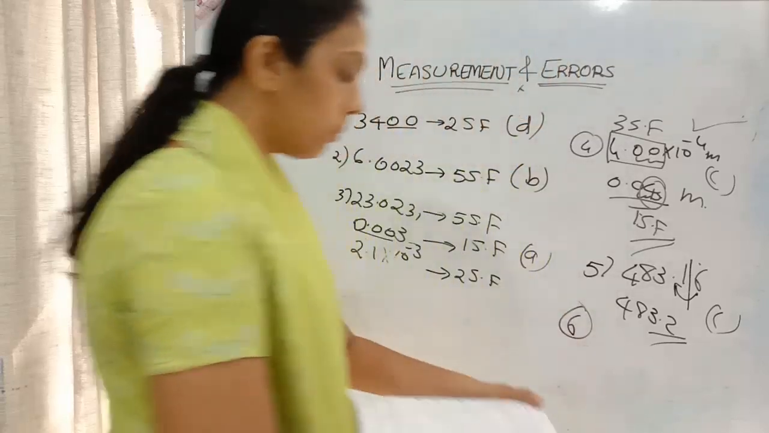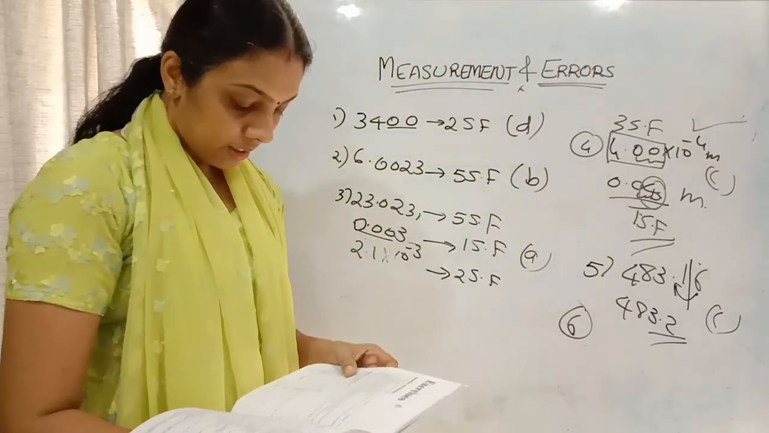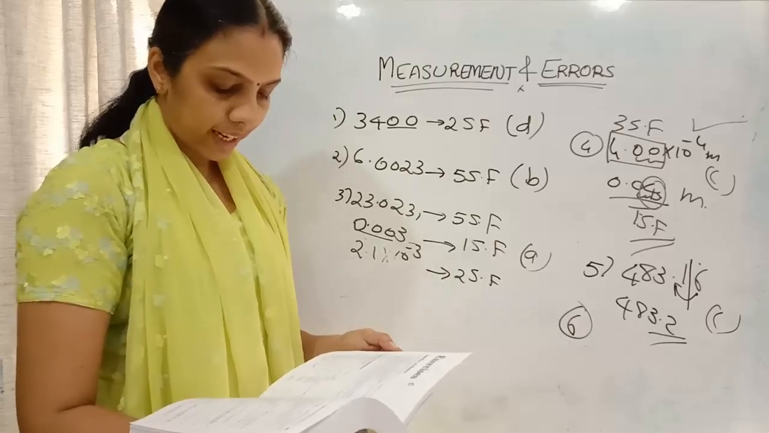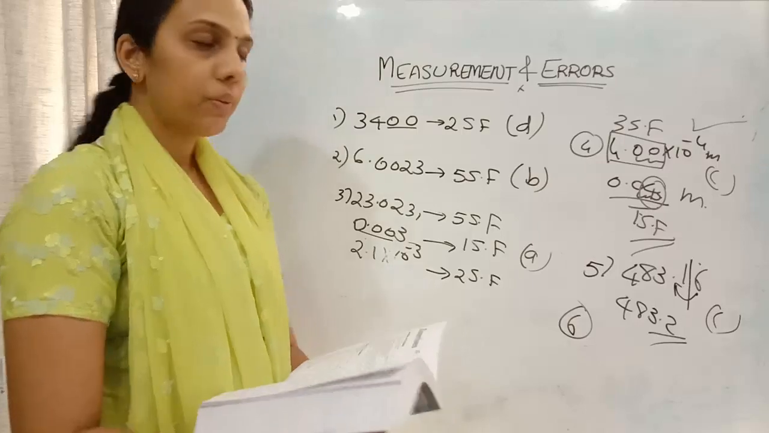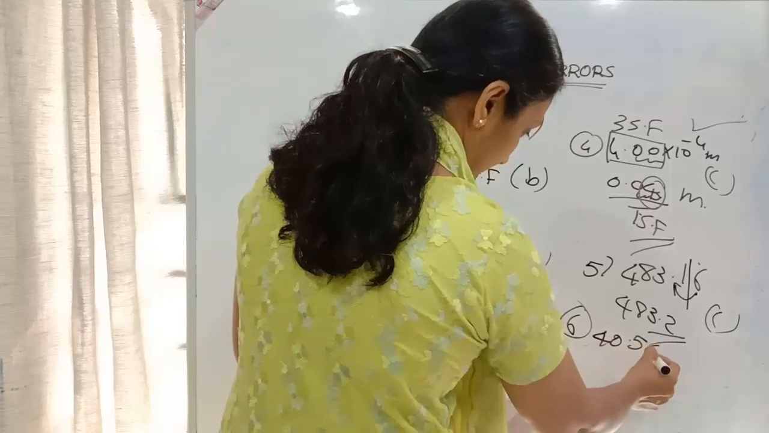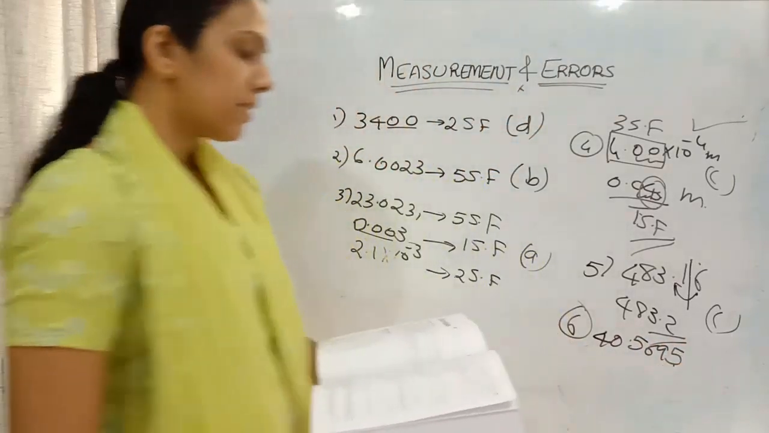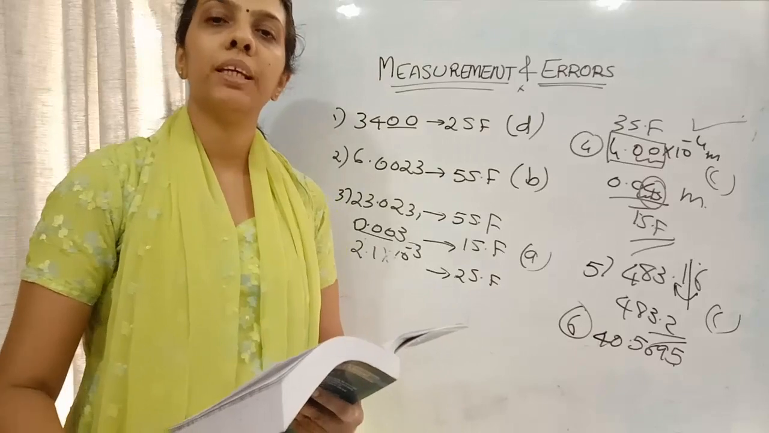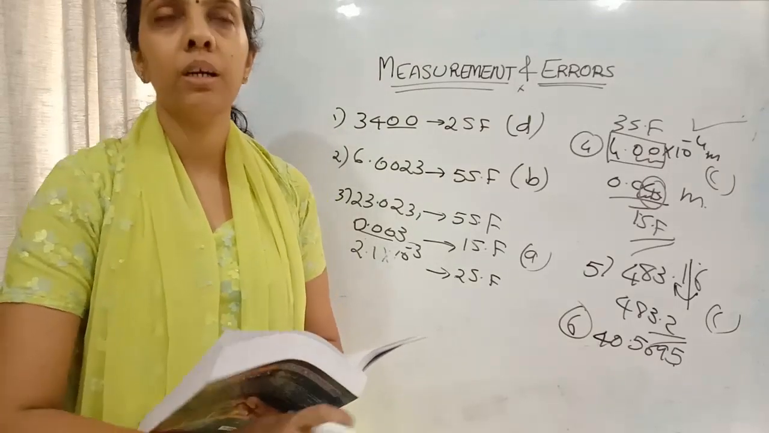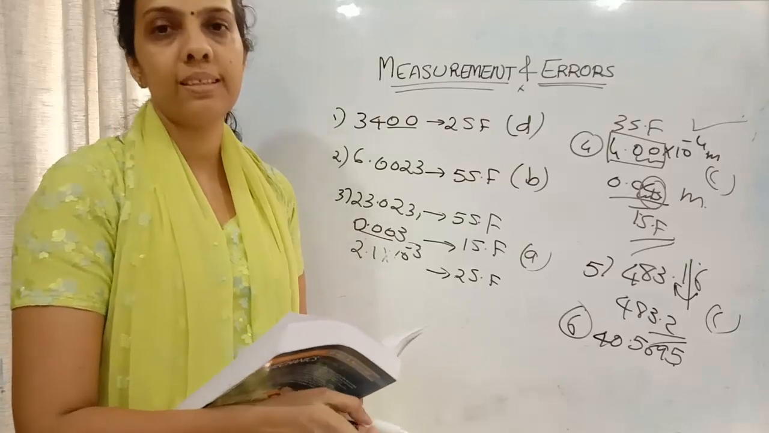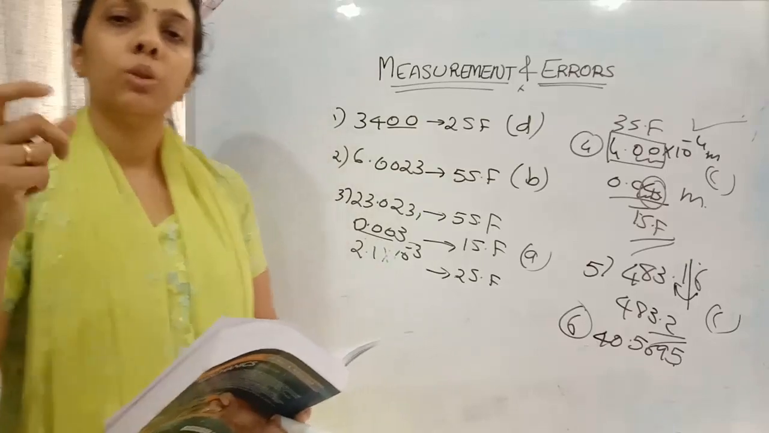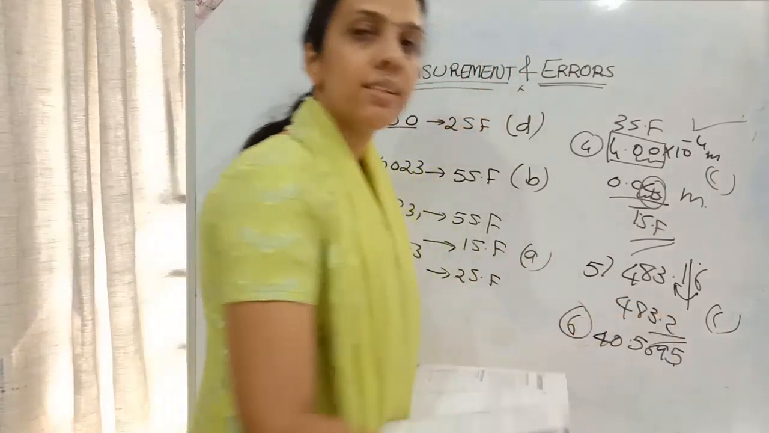Right? Now moving to the sixth one. 3.008 into 38.8 divided by 2.8768. While doing the calculation, we will get the answer 40.5695. This is the answer. Here, when we are doing multiplication or division, how will we retain the final answer? How will we present it? See, it will be the one having the least number of significant figures. Those significant figures should be included in the final answer.